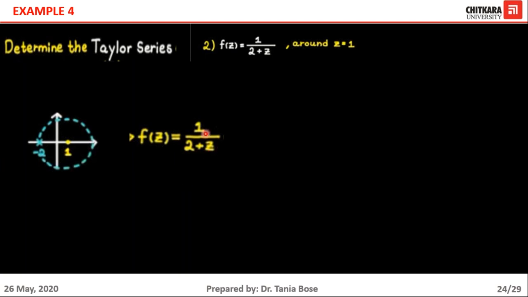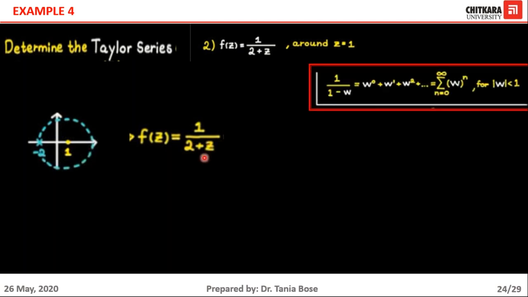Now to calculate a Taylor series at z equal to 1, we have to make this z as z minus 1. I just told you that z minus z naught is 1. So I have to get my answer in terms of z minus 1, right? So how will I make it z minus 1? How will I write minus 1 here? I have to balance the terms. That means I will add 1 and I will subtract 1 in this case, right?